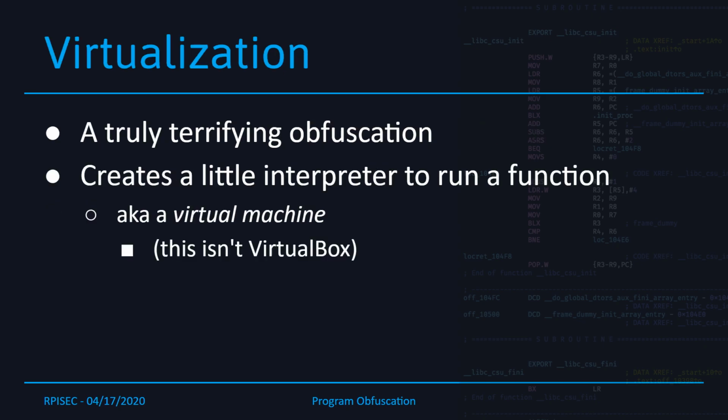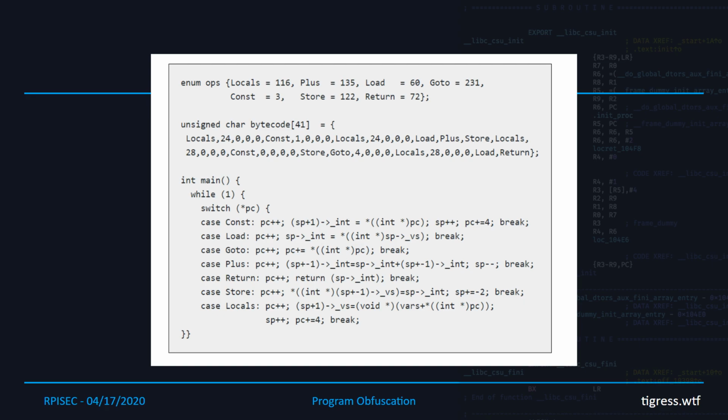Now we get on to a particularly nasty technique. So you might be familiar with virtualization in the context of putting Ubuntu on a VirtualBox, but this is different. So when we virtualize a function, we create an interpreter, and we create an entire instruction set to run that function. So this is an example from the Tigress website.